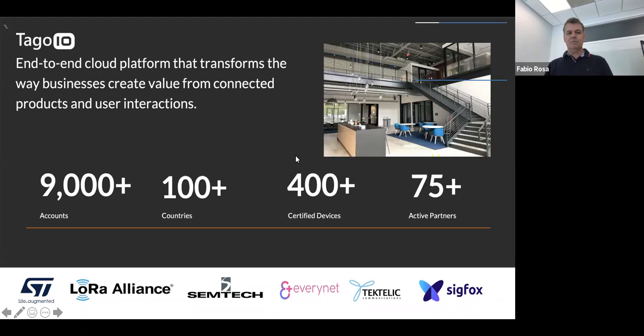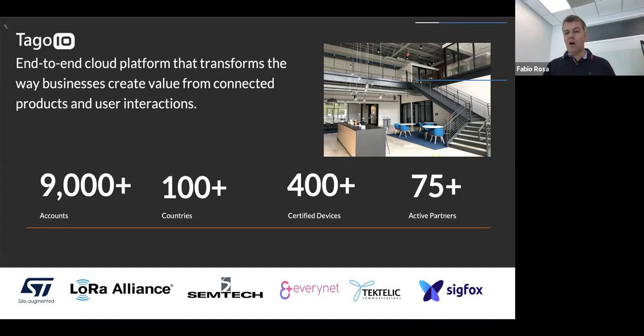So very high level, TagoIO is an end-to-end cloud platform that is transforming the way businesses are able to create value from connected products. So we are in the software business, but it doesn't mean that we go by ourselves only. We have a lot of partners. Right now, we are with more than 75 partners. Some of them, and frankly, most of them are in the hardware space. So we don't provide the hardware, but we have several partners that provide the hardware.